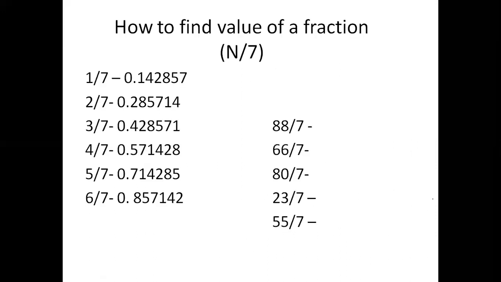The next concept, the most interesting concept: how to find the value of a fraction, especially when you divide anything by 7. For this, you should remember the base value. What is the base value? The base value is the decimal answer of 1 by 7, that is 0.142857. This is called the base value, because based on this value, we can calculate any number divided by 7.